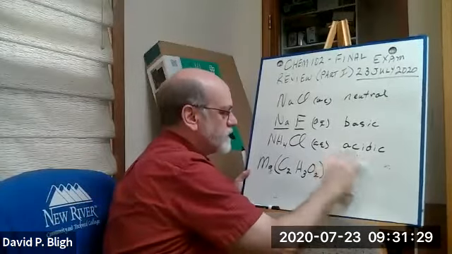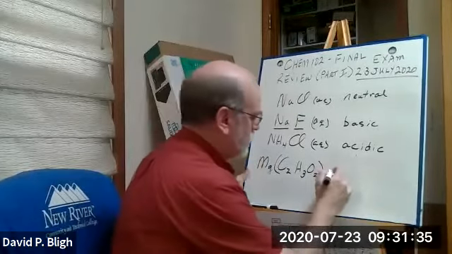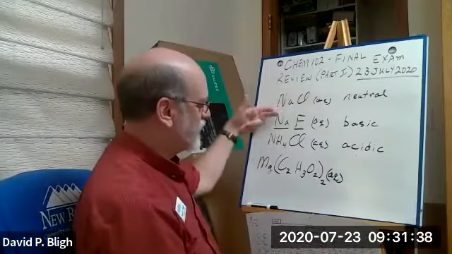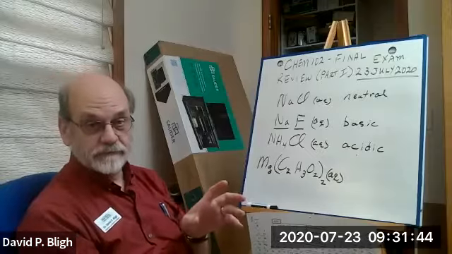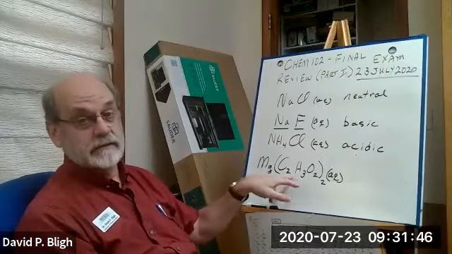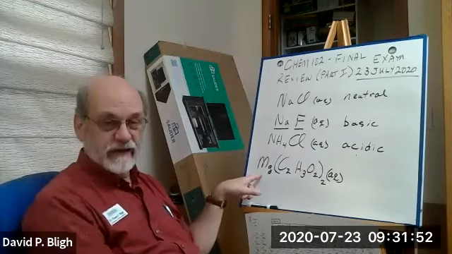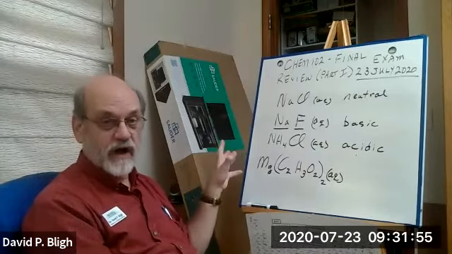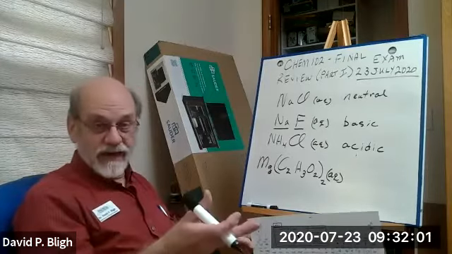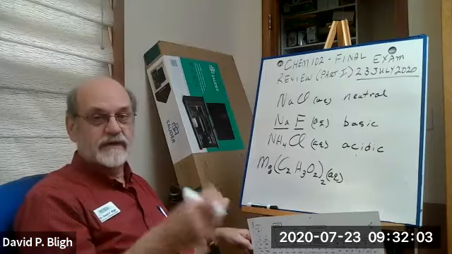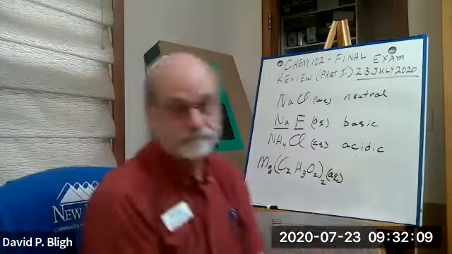All right, so now we've got neutral, basic, acidic. How about this one? What do we have here? Well, acetic acid is a weak acid, right? But what is magnesium derived from? Magnesium hydroxide, right? Remember that all alkaline metal hydroxides and all alkaline earth hydroxides are strong bases.